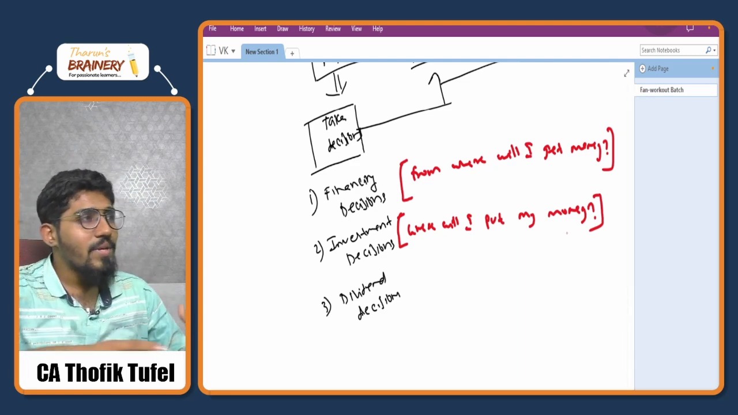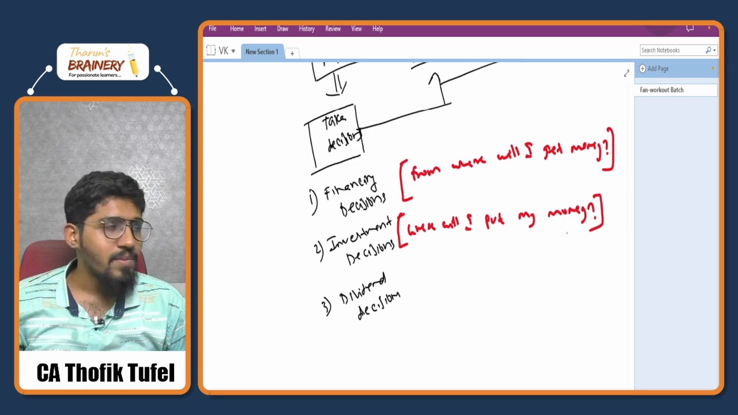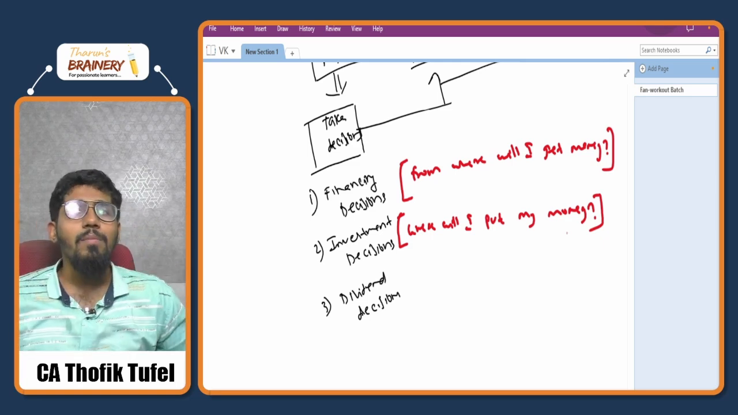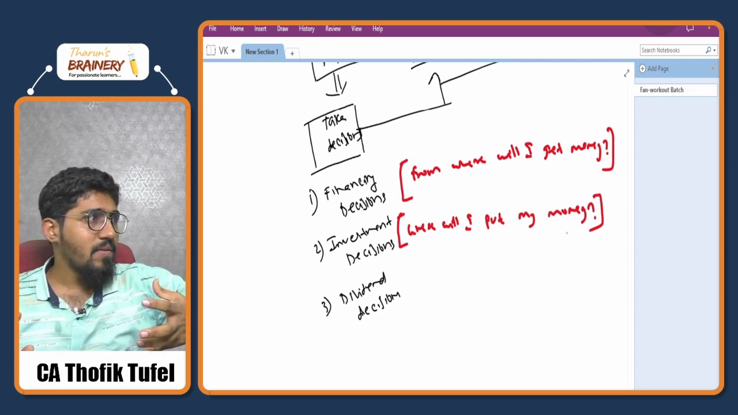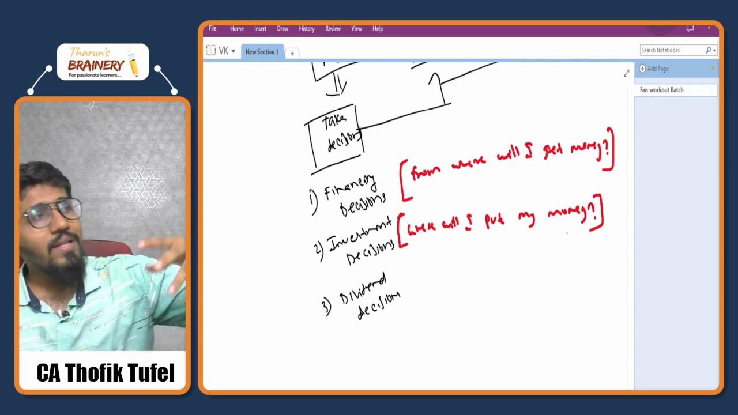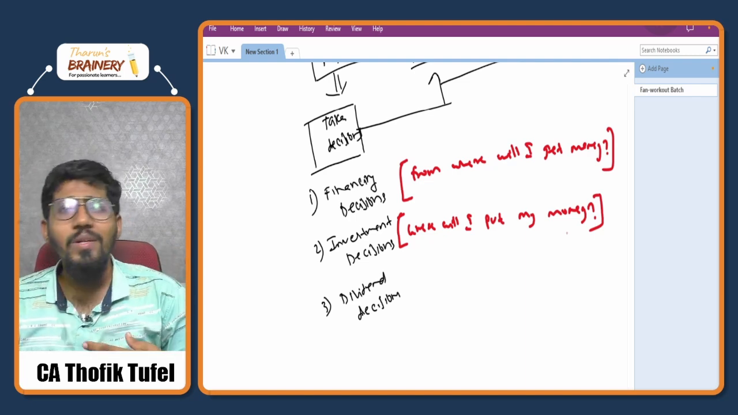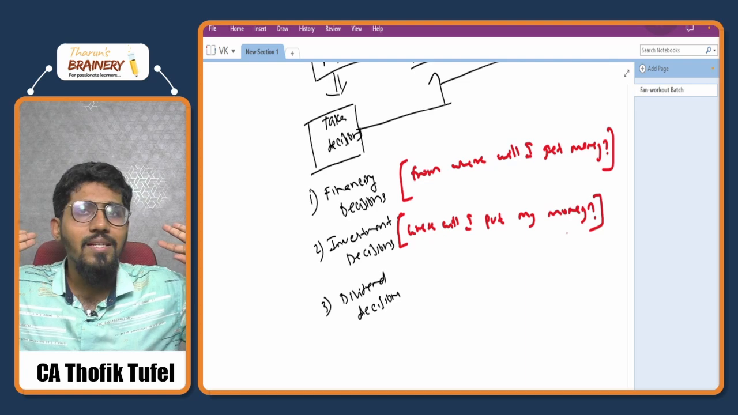Now, in any business, once an investment is made, that investment will generate some return. So first, I will get the money. That is the first step. And how will I get the money? From where will I get the money? How much equity? How much debt? How much money do I have to finance? All these questions are answered in the financing decision.